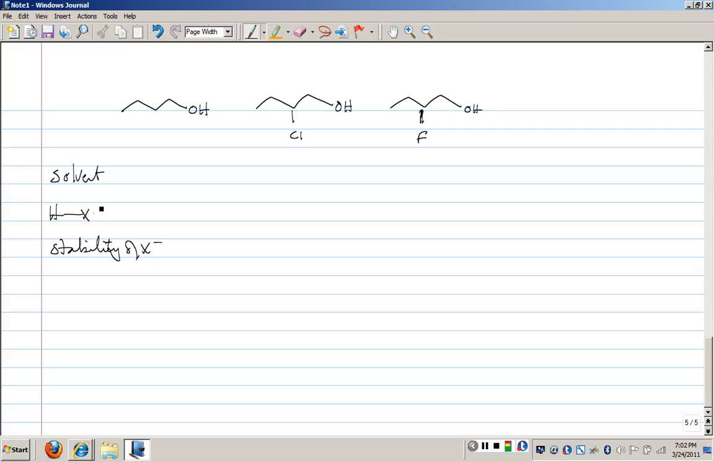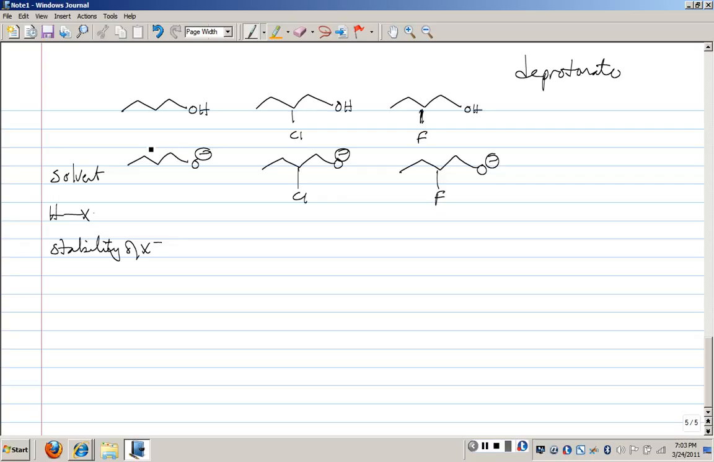The HX bond, for all intents and purposes, is an OH bond, and so we're going to assume that the OH bonds are all equivalent. So the relative strengths of these acids will come down to how stable X minus is. So let's imagine what happens when I deprotonate, when I take the proton off, and I deprotonate each of these. That's going to give rise to this conjugate base, and this conjugate base.